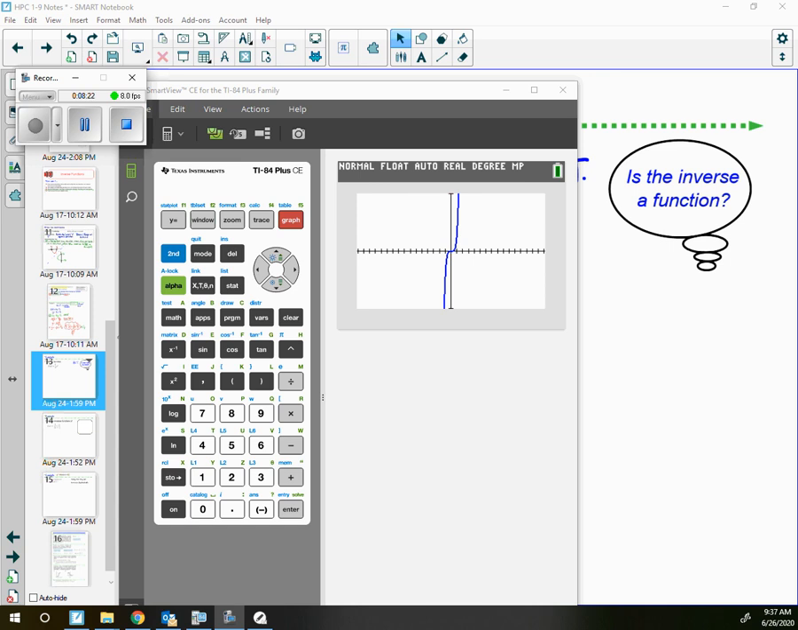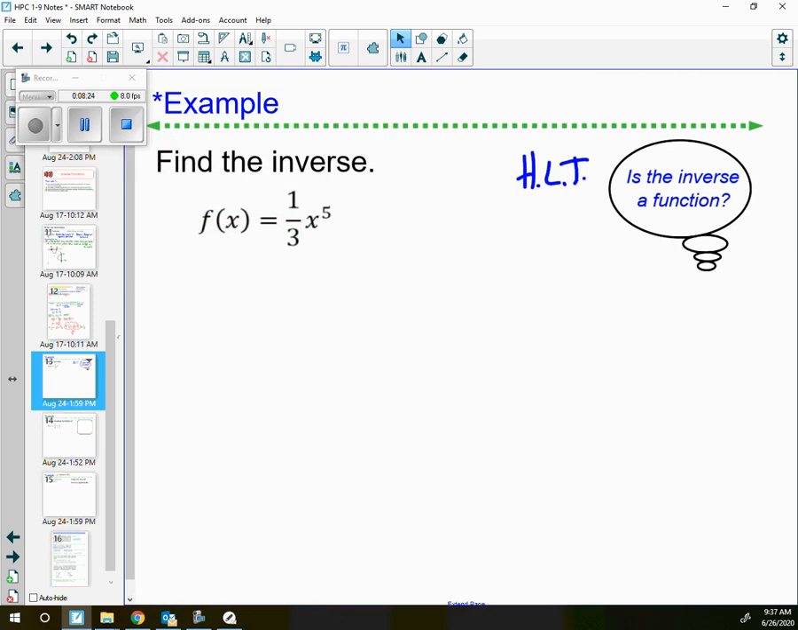So by the horizontal line test, we can say that the inverse is going to be a function. So is the inverse a function? Yes, because it passes that horizontal line test. So we do know something about what the inverse is going to be. All right, so let's remember how we find this algebraically.